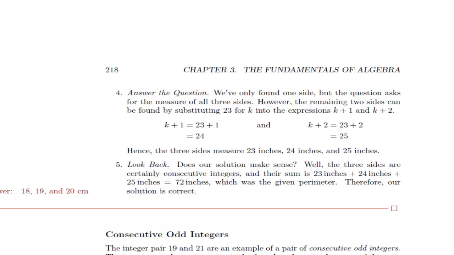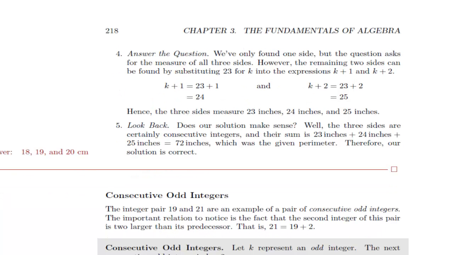5. Look back. Does our solution make sense? Well, the three sides are certainly consecutive integers, and their sum is 23 inches plus 24 inches plus 25 inches equals 72 inches, which was the given perimeter. Therefore, our solution is correct.